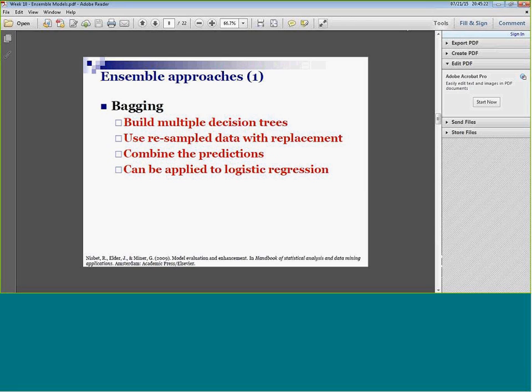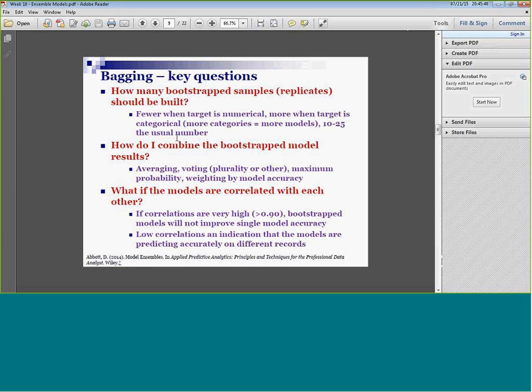This has been applied quite a bit to logistic regression. And I'm hoping, again, we didn't do much with this last semester, but I'm hoping some of you will have enough interest in ensembles that you may take this on in your final assignment and say, I'm going to build an ensemble model of one sort or another. So, bagging, key questions. If you're going to build a lot of models, how many do you build?